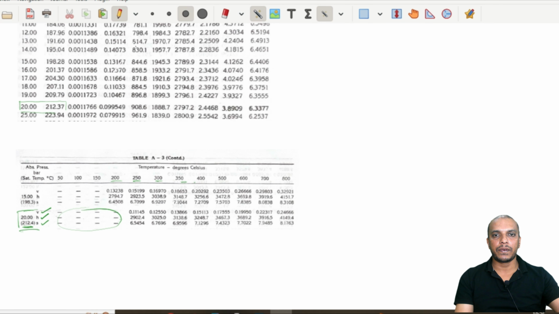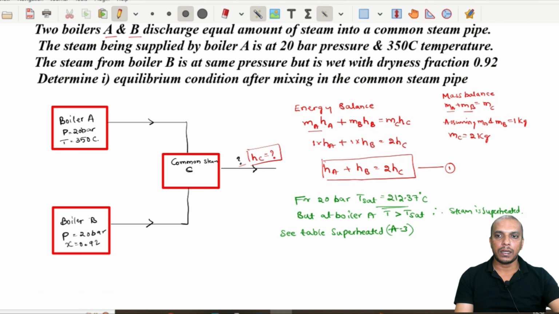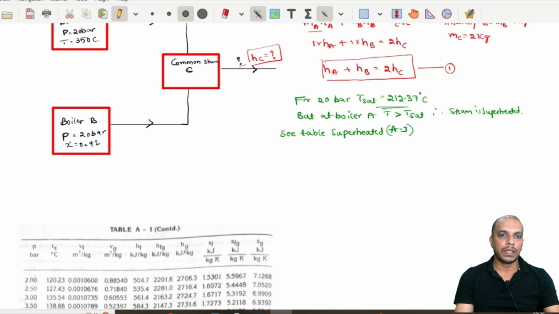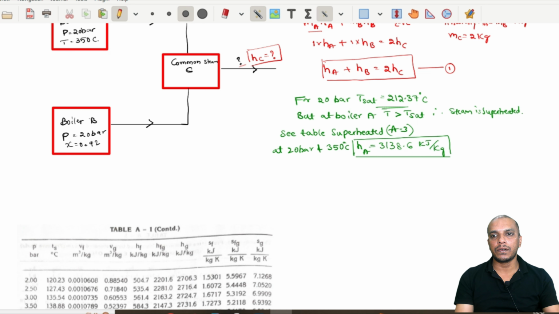So 20 bar and 350 degrees Celsius. For 20 bar, 350 is here, and we need the H value. For 20 bar, 350, the enthalpy is 3138.6 kilojoule per kg. So at 20 bar and 350 degrees Celsius, the value of H, which is HA here, is this much. And let us go find the value of HB.